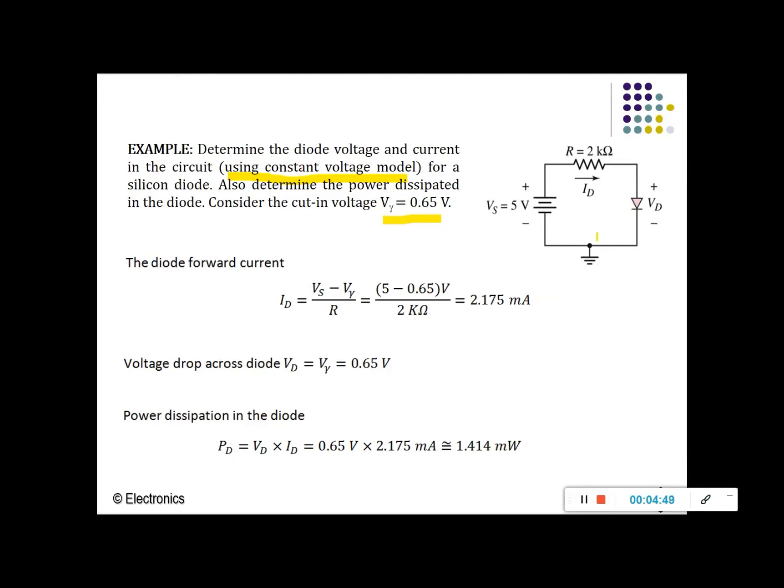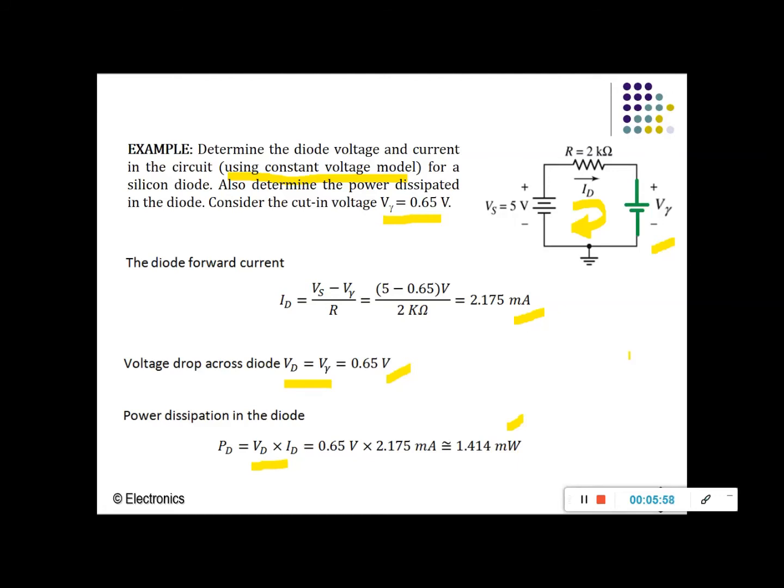Based on that, you change your diode into a battery, as you can see here, and do your KVL again. This time you need to include V gamma. So IDR plus V gamma minus 5, and then you can find the diode current. The voltage across the diode is the turn-on voltage, 0.65 volt, and the power dissipation is just the calculation IV, and you will get 1.414 milliwatt.